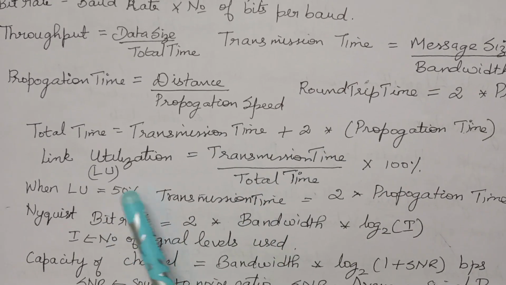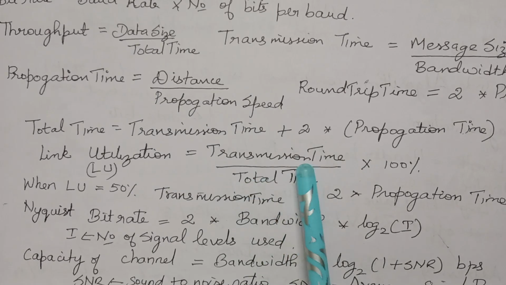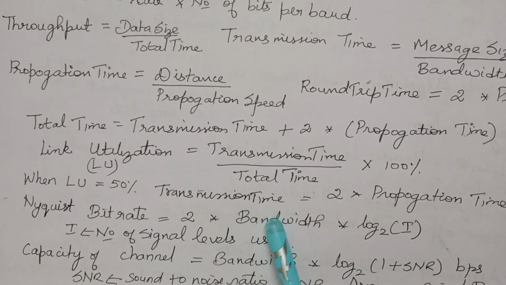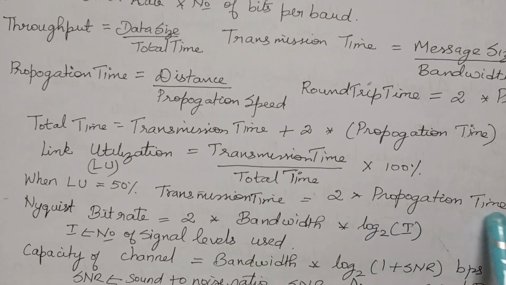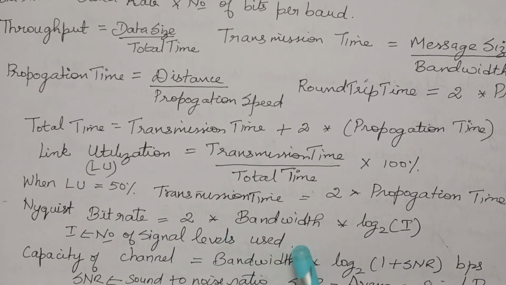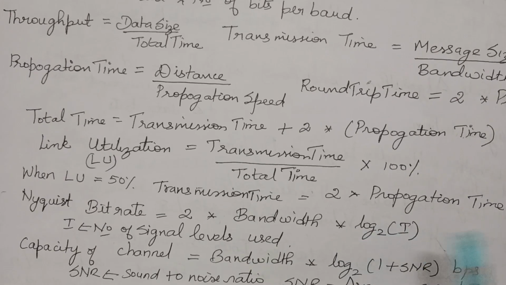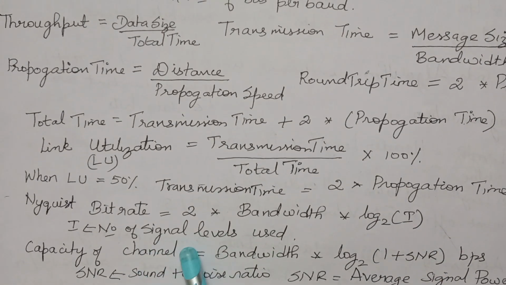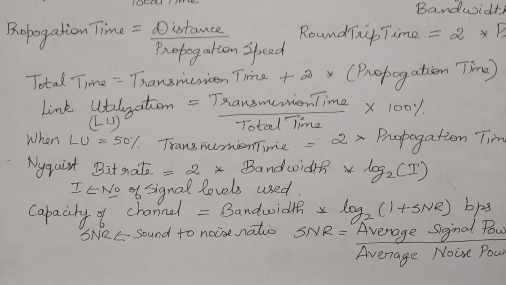What is link utilization? LU will be transmission time by total time times 100%. When LU is 50%, transmission time is equal to twice the propagation time. What is the increased bit rate? It is twice the bandwidth times log 2 of I, where I is the number of signal levels.